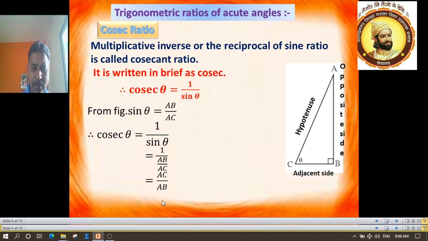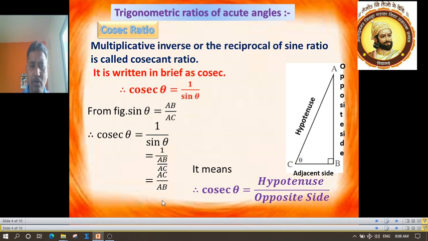So we get a formula for cosec theta. It means that cosec theta is equal to hypotenuse upon opposite side. So we get a new definition for cosec theta: the cosec ratio is the ratio of the hypotenuse to the side opposite to angle theta.